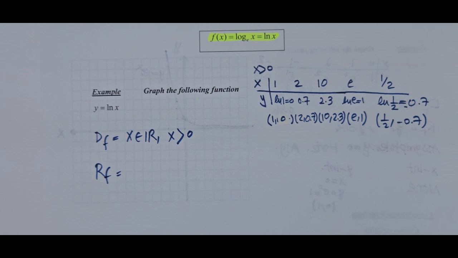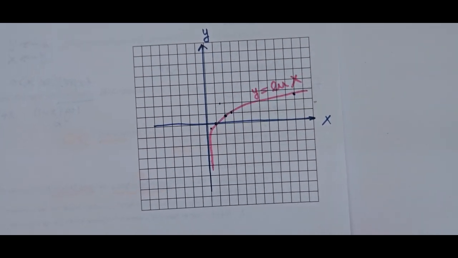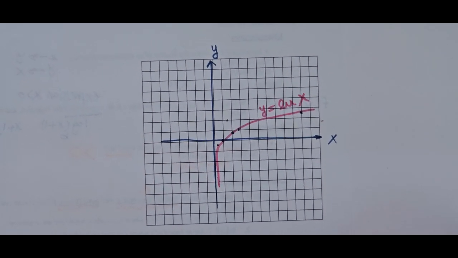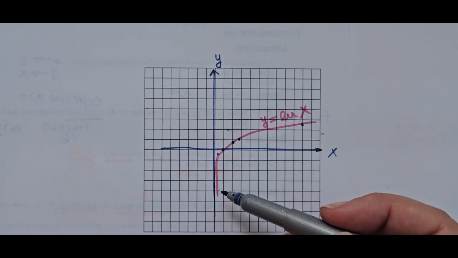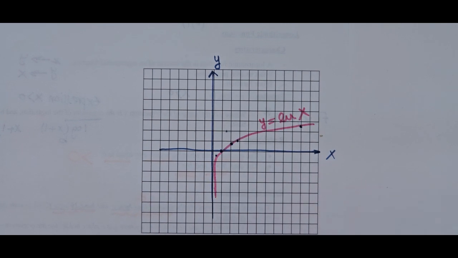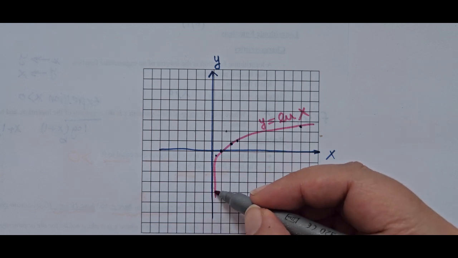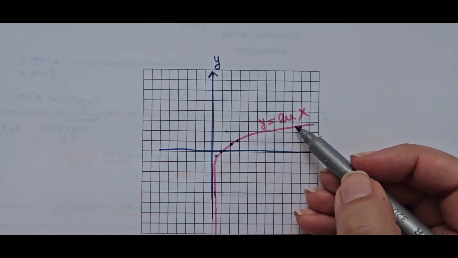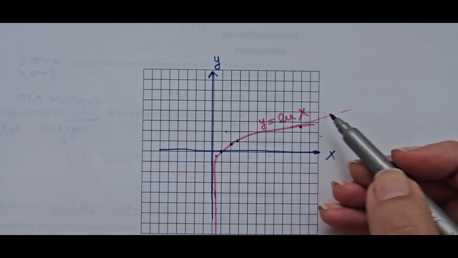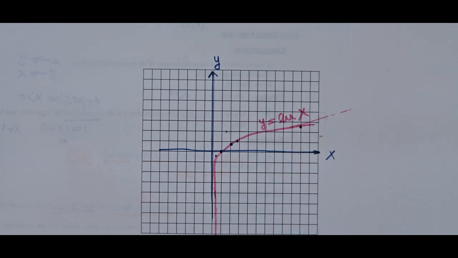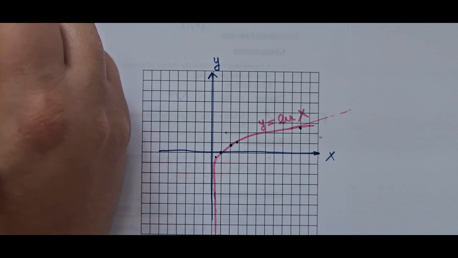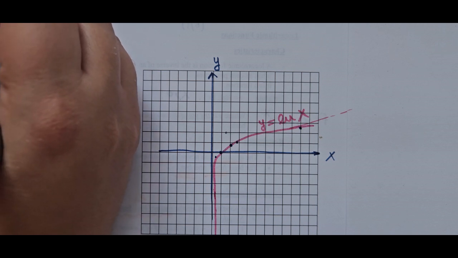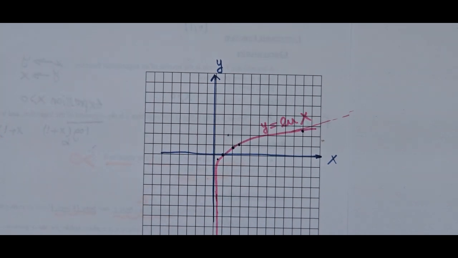Now let's talk about the range. The range of your function refers to the permissible or accepted y values. You can see your graph here. You can continue it all the way down to negative infinity, and at the top it doesn't stop, it goes up, up, up, so it literally goes all the way to positive infinity. So your range is all the real numbers.